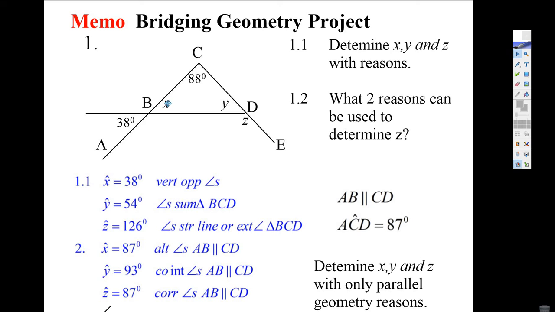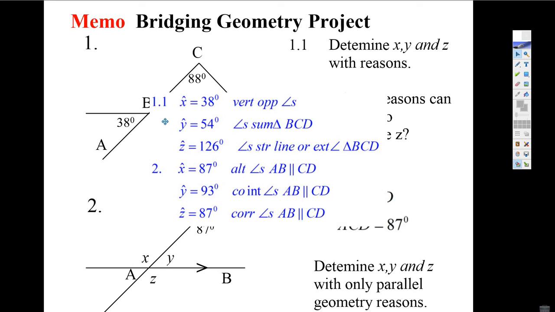Do you know this 38 angle here and this 88 angle? They're called opposite angles. Z is called an exterior angle, and it's a reason that comes up pretty darn often. So we can go 38 plus 88 and get 126. Okay, well, that's that one.